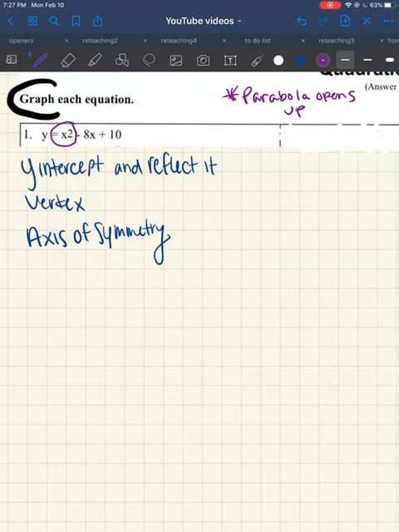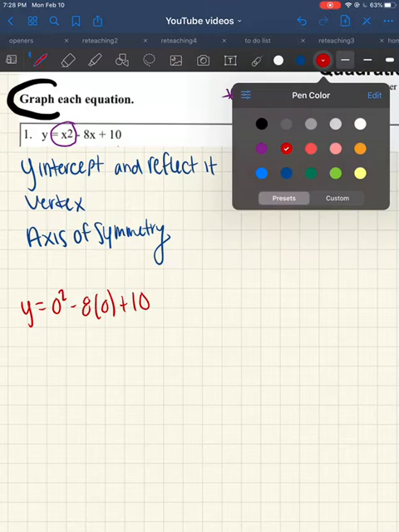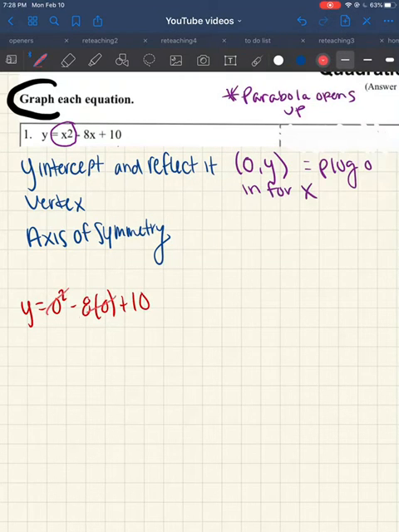Alright, then I want to find my y-intercept. Y-intercept is when x is 0, you get a y. So this means we need to plug 0 in for x. I'll get y equals 0 squared minus 8 times 0 plus 10. This is going to cancel out here, and then I get y equals 10. Okay, so that will be my y-intercept.